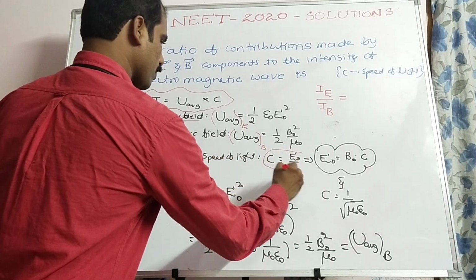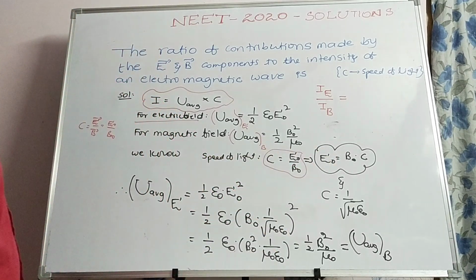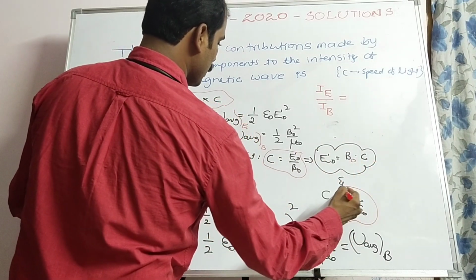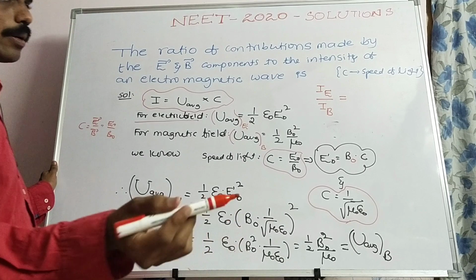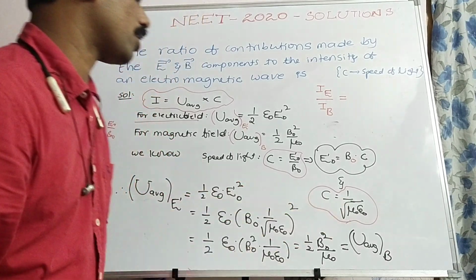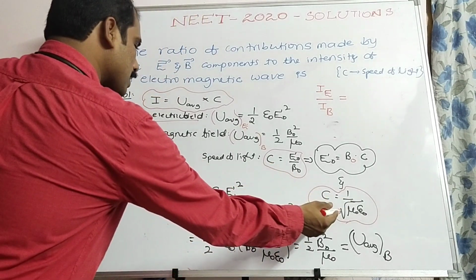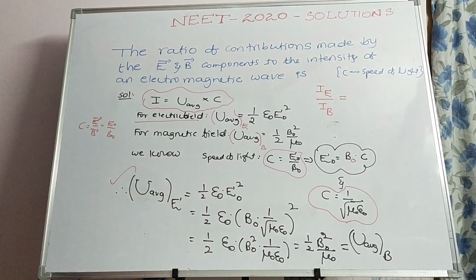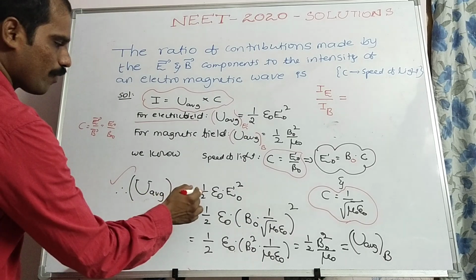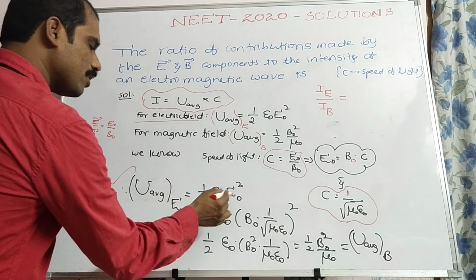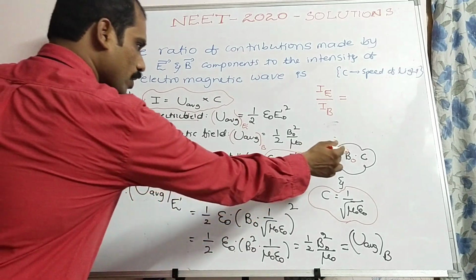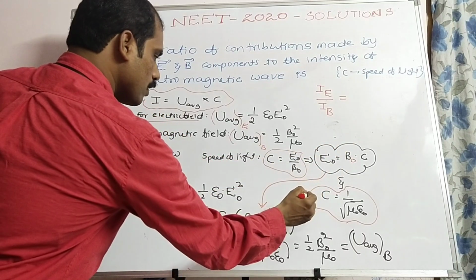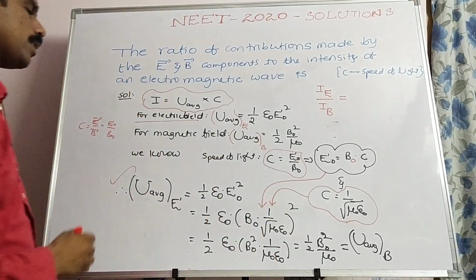So using this expression we came to know that E naught is equal to B naught into C, as well as speed of light C can be represented using permeability and permittivity. C is equal to 1 by root of mu naught epsilon naught. By substituting this value in the average energy of electric field, half into epsilon E naught square, instead of E naught we have to write B naught C, where C is nothing but 1 by root of mu naught into epsilon naught.